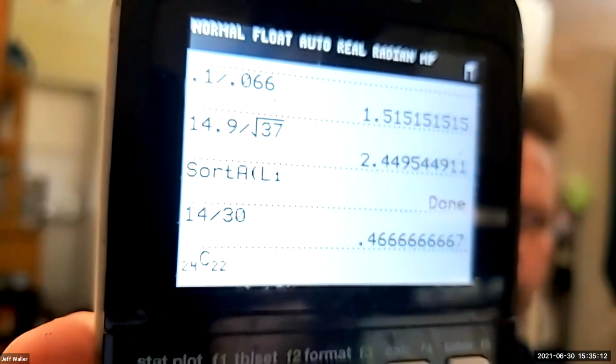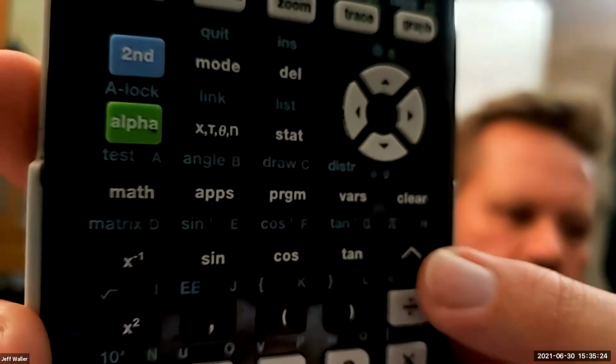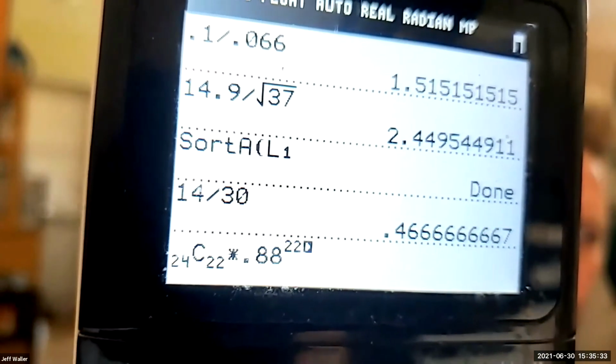And then I'm going to hit the over arrow, and then put in there times 0.88, to the, so there's my to-the button, to the 20, in there. There we go. And then we hit the over arrow to come back down.